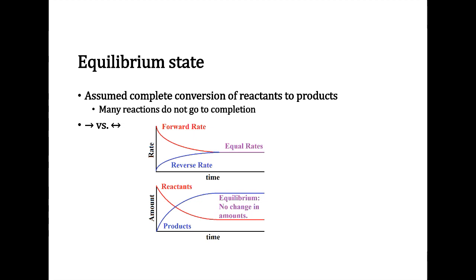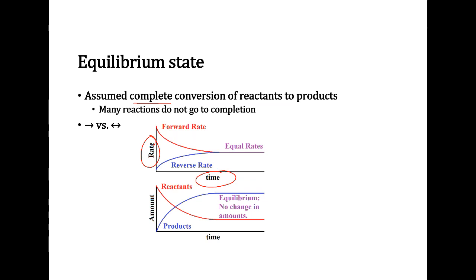So what we want to do is assume that for a given reaction we have a complete conversion of the reactants to the products. Okay, well, what do we mean by complete conversion? Well, each different reaction is going to have a unique amount of products that can be formed. So here, whenever we look at this first graph, this is a plot of rate versus time. And what we'll see is the forward rate of a reaction is given by red, the reverse rate is given by blue, and as time progresses, these rates start to converge upon each other until we have equal rates.